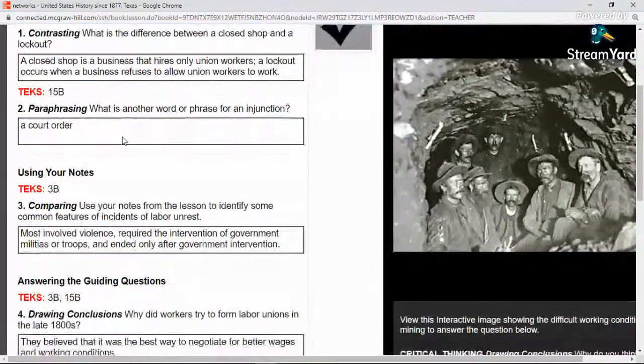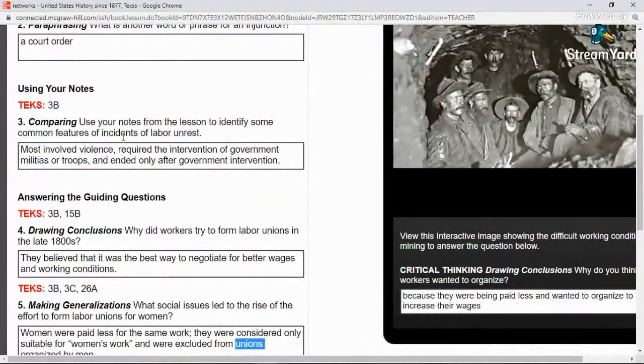An injunction is a court order. So if I give you an injunction, it means you have to go to court. Sometimes if you're having a strike, the federal or the state court doesn't like it, boom, you have to go to court because your strike is illegal.